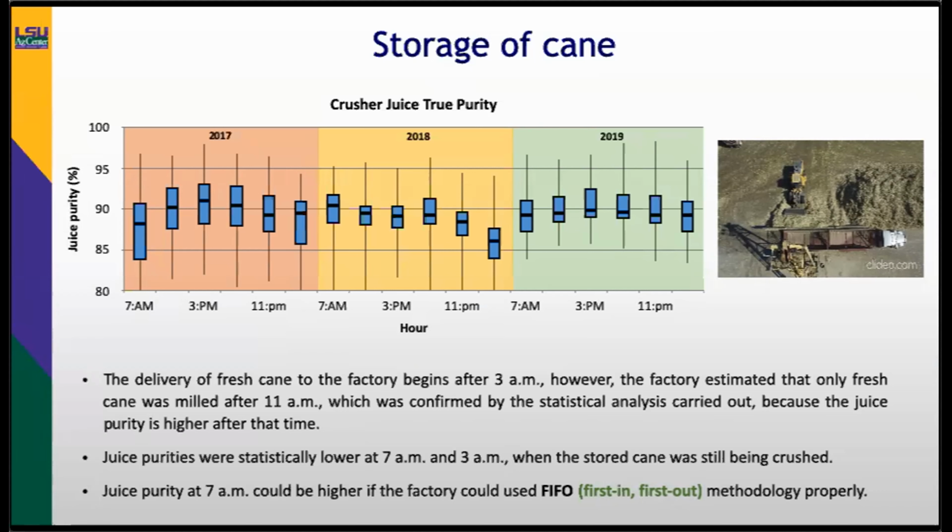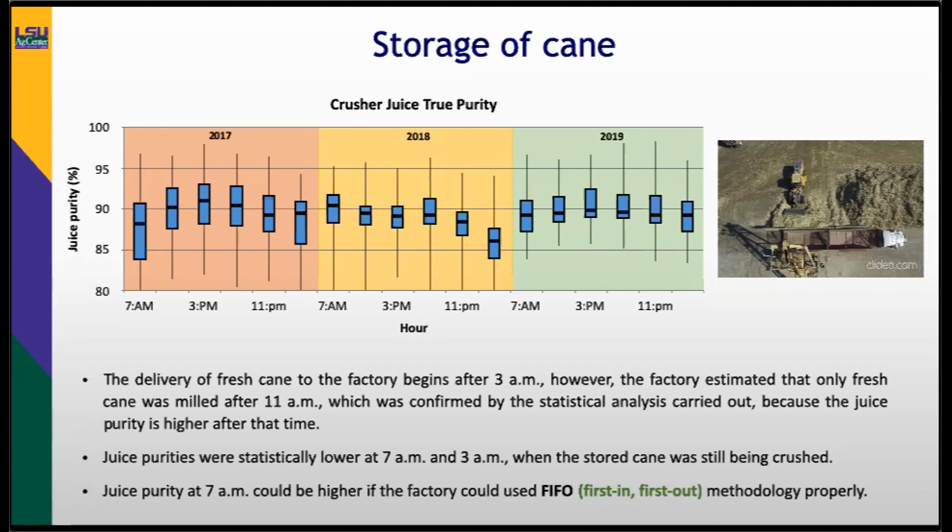And with this analysis, we confirm by a statistical analysis that the cane suffers a deterioration during this time, and the juice purity is higher after 11 a.m. when they start grinding fresh cane. You can see in the boxes for each year that between 11 a.m. and 11 p.m. the purity of the juice is higher than the purity at 7 a.m. and 3 a.m., which are the first and the last box in each set of boxes.